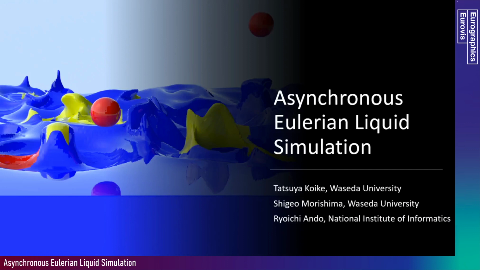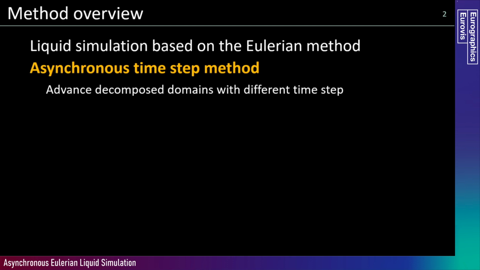Okay, I'd like to thank you for giving me the chance to speak here today. I'm Tatsuya Koike from Waseda University. The presentation title is Asynchronous Eulerian Liquid Simulation. We researched liquid simulation based on the Eulerian method. We propose a method that advances decomposed simulation domains with different time steps and reduces the total runtime of the simulation. Such a method is called the asynchronous time step method.